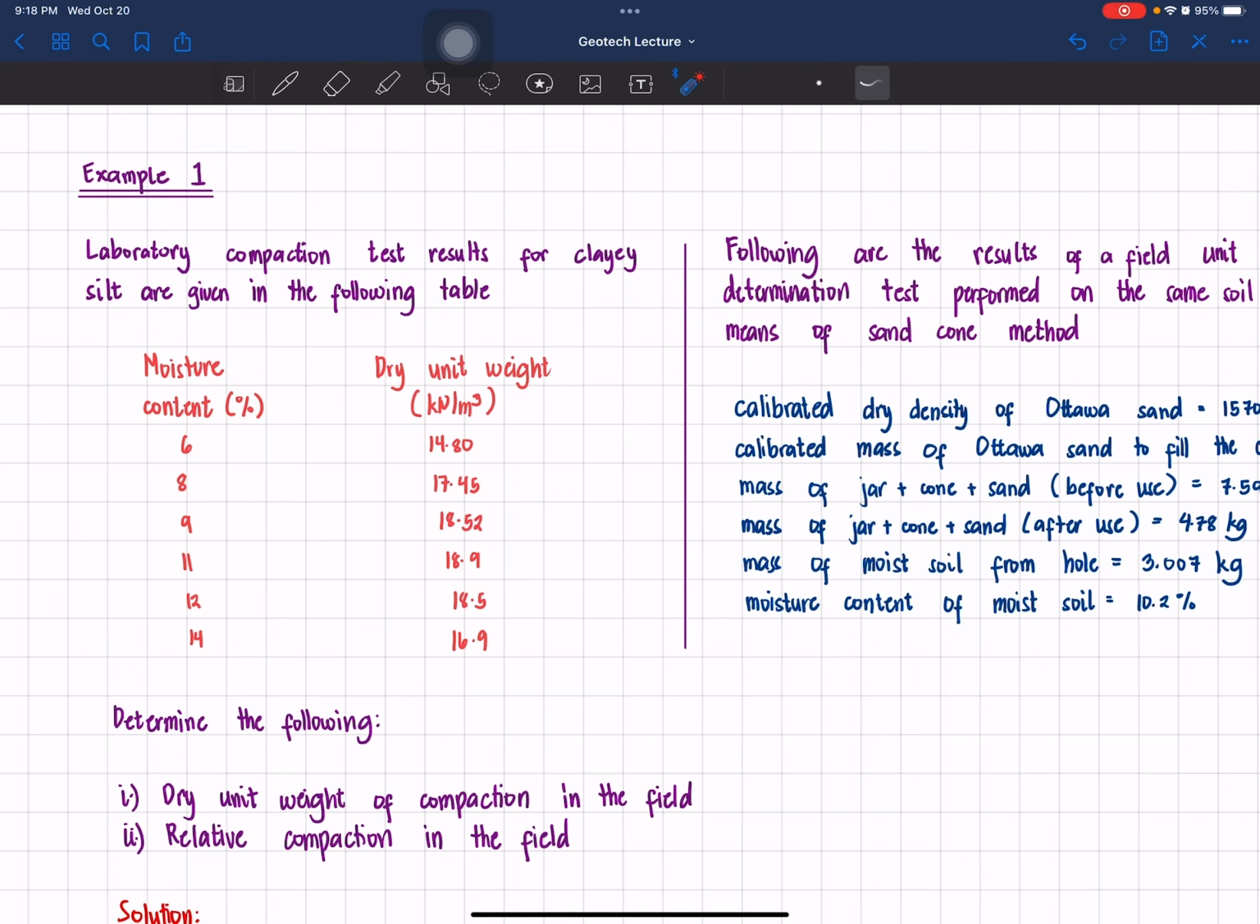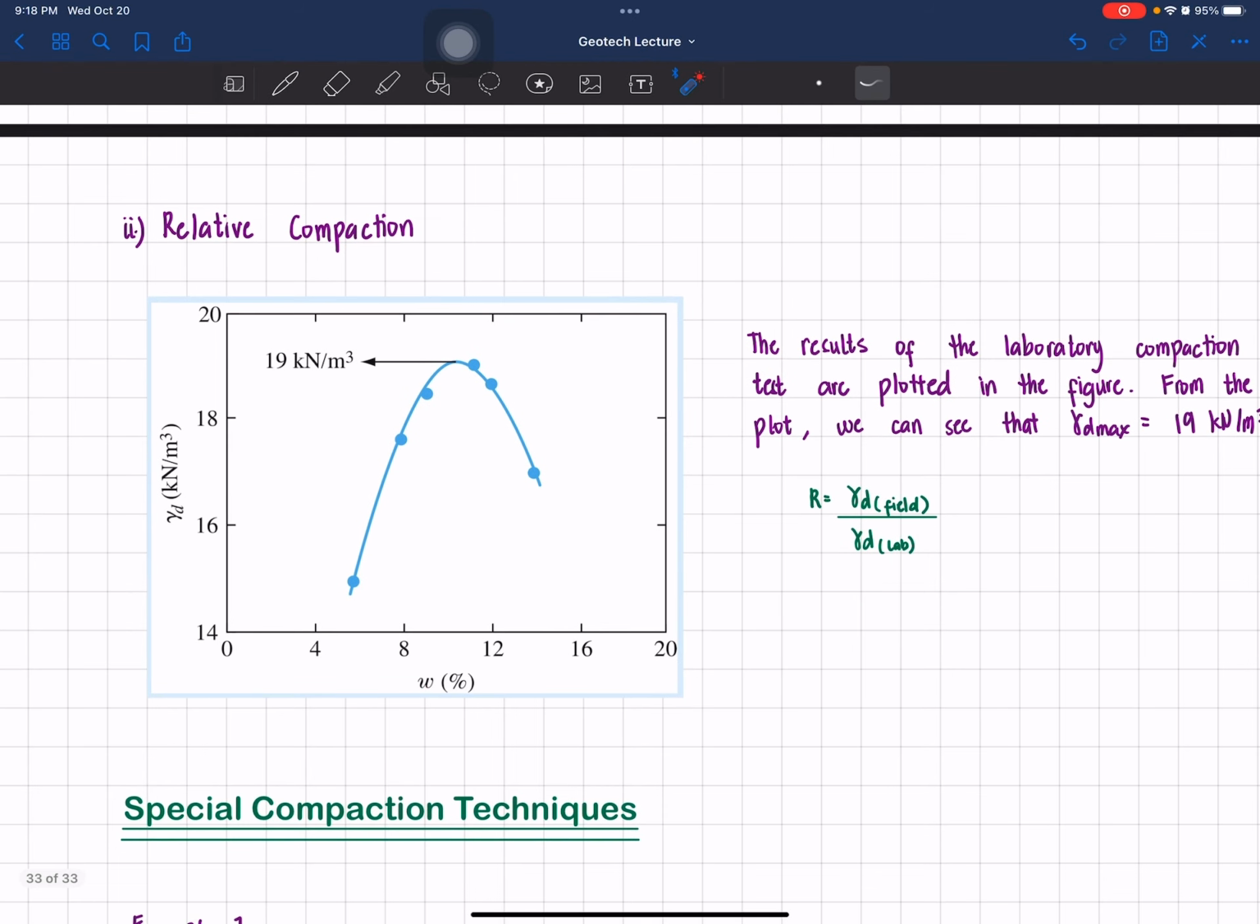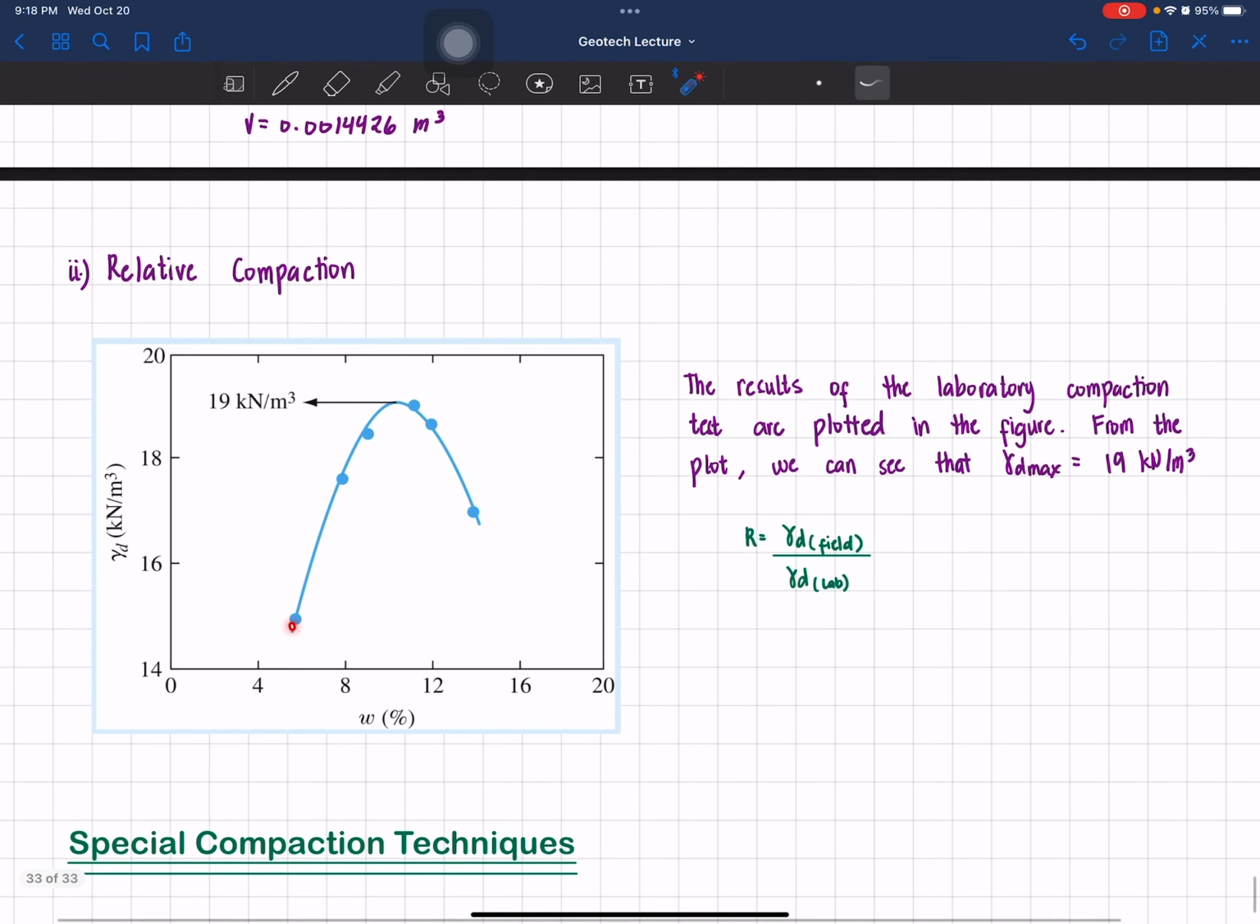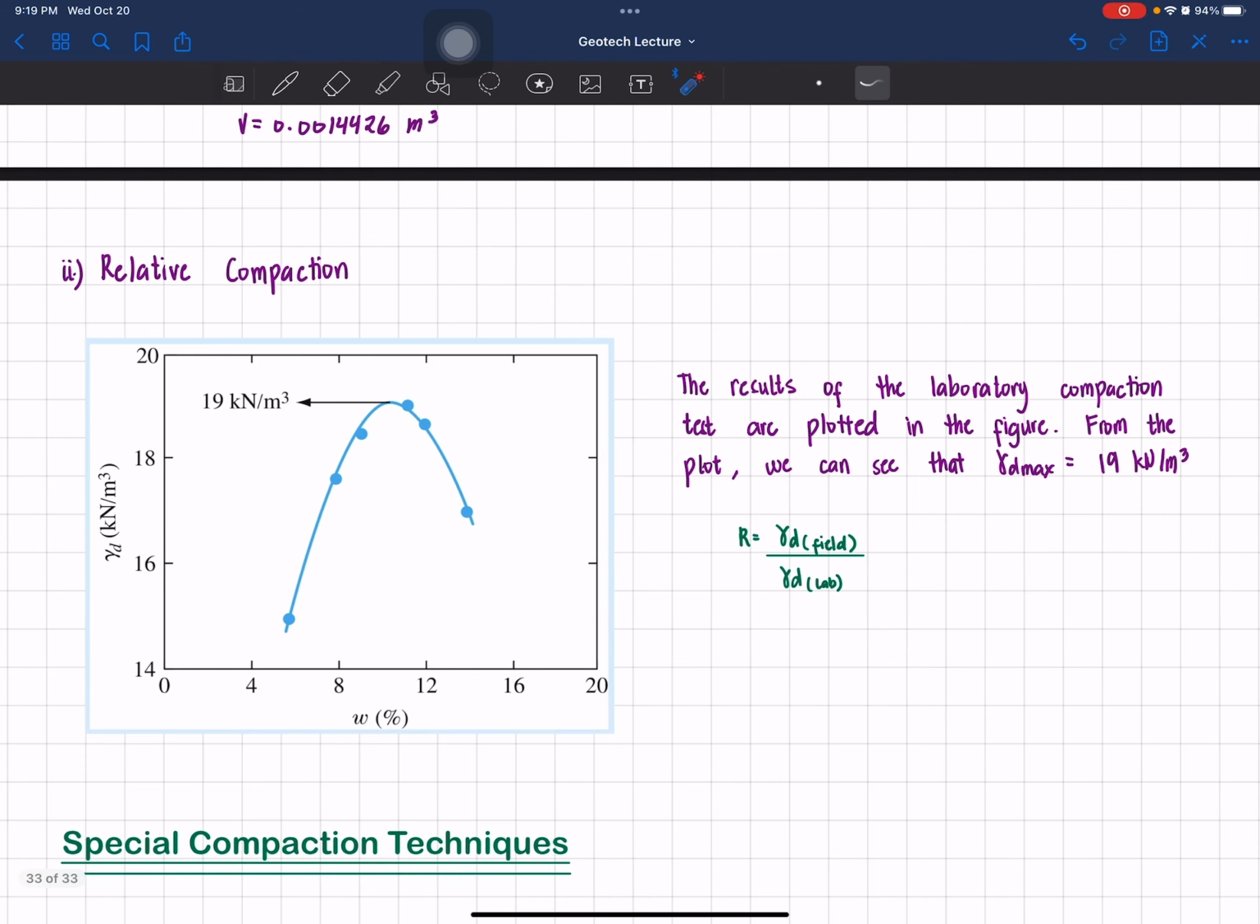So this is the plot, guys. According to the book, the optimum moisture content is somewhere here, and the gamma dry maximum in the laboratory is somewhere here. It says it's 19 kilonewton per m cube. The formula for relative compaction is gamma dry in the field over gamma dry in the lab. But we also have other formulas. Only that what we're given is actually this.